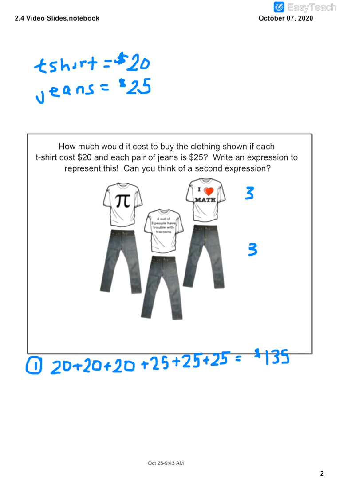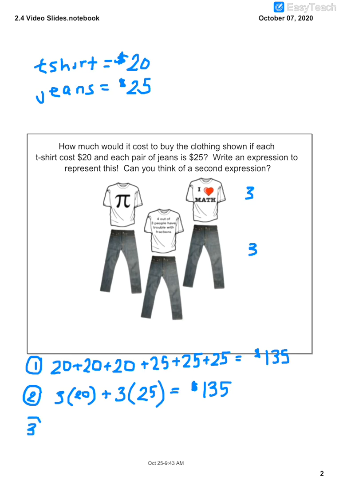And I would get a total of $135. A second way I could write this is, since I have 3 t-shirts, I can do 3 times 20 and 3 jeans plus 3 times 25, which also equals $135.